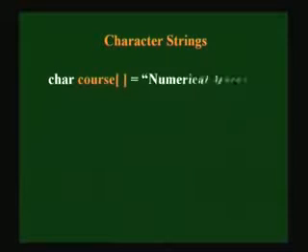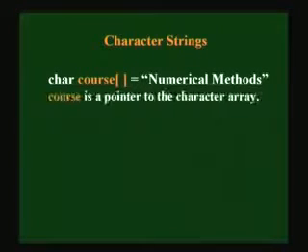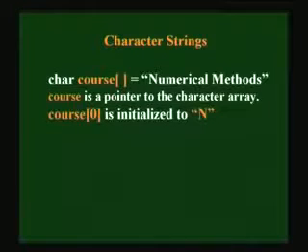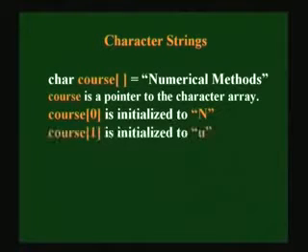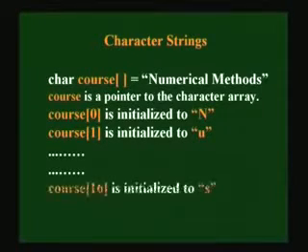So here is a summary of the character strings which I showed. The cores is again a pointer to that character array. Cores 0 will be initialized to n, and cores 1 to u, etc. Then cores 16 is initialized to s. So that's what it is. That's what we just saw again in this program.